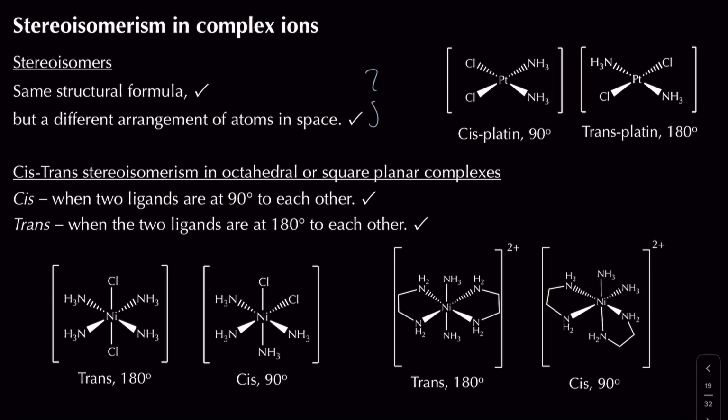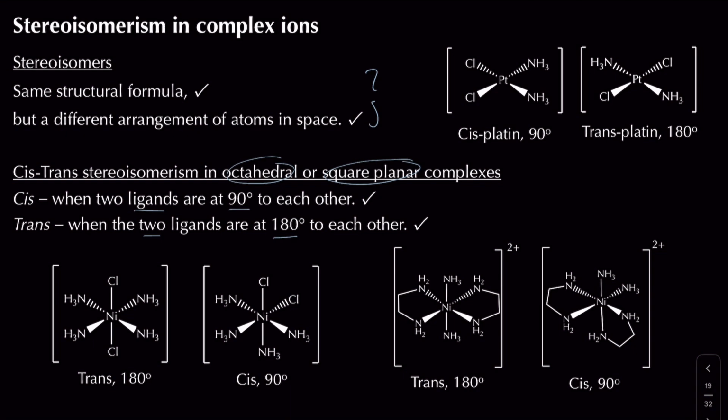Now, in terms of stereoisomerism in transition metal chemistry, one type is cis and trans stereoisomerism, where you end up with a cis isomer when you've got two ligands at 90 degrees to each other, and a trans isomer where you end up with two ligands at 180 degrees to each other. This only happens in octahedral and square planar complexes where we've got two different monodentate ligands.